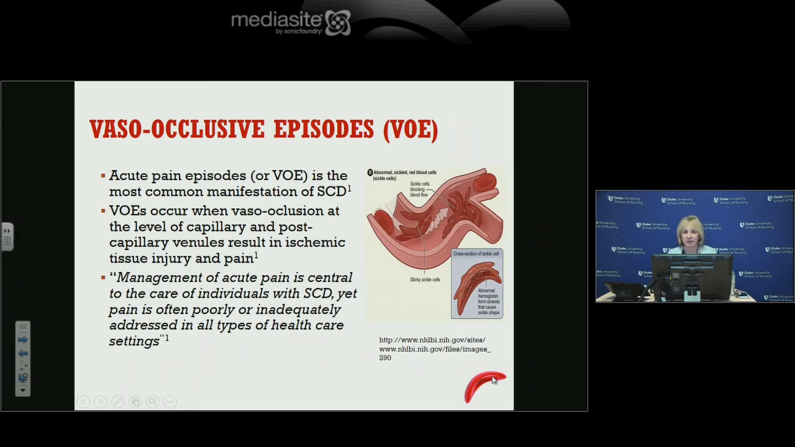Let's talk about pain episodes. They used to be called vaso-occlusive crises. Now they're called acute painful episodes or vaso-occlusive episodes. And it is the most common manifestation of sickle cell disease. So this occurs when there is vaso-occlusion at the capillary level. Basically, in the situation of deoxygenation, the cells change shapes, they start to form polymers, they get very sticky, and they basically occlude oxygen delivery to the tissues. And this results in a lot of severe, severe pain.